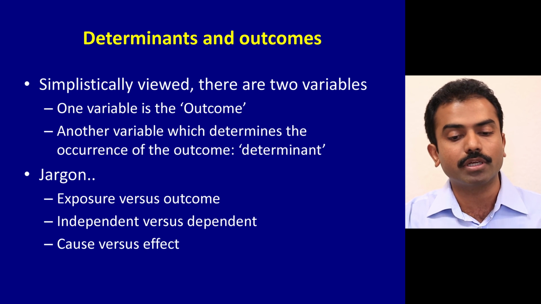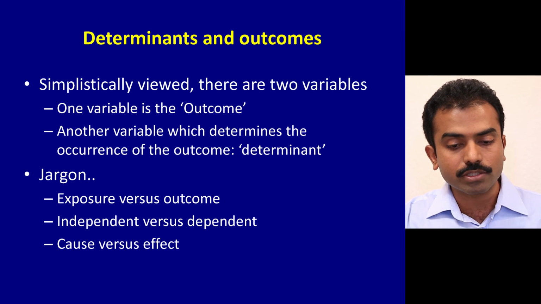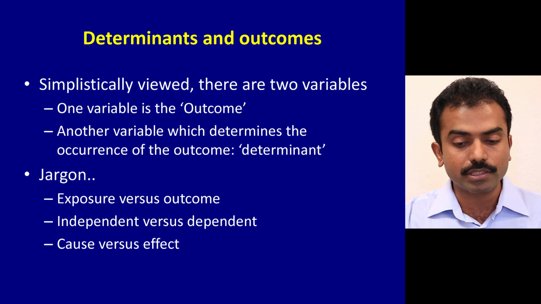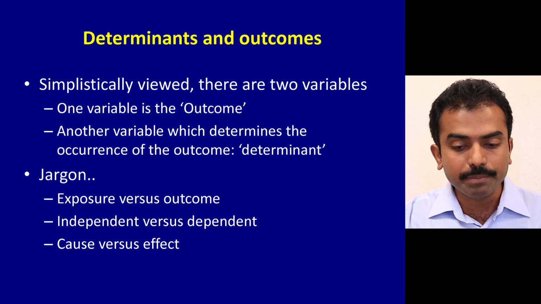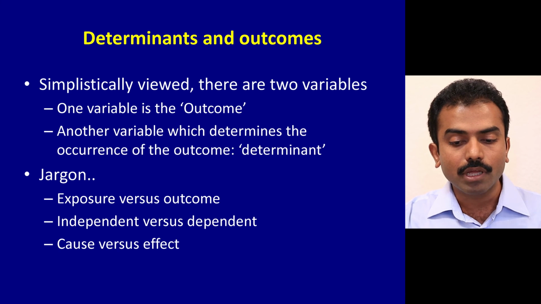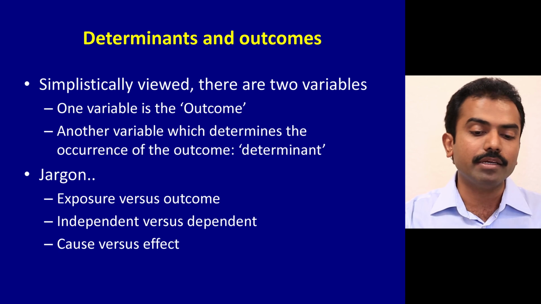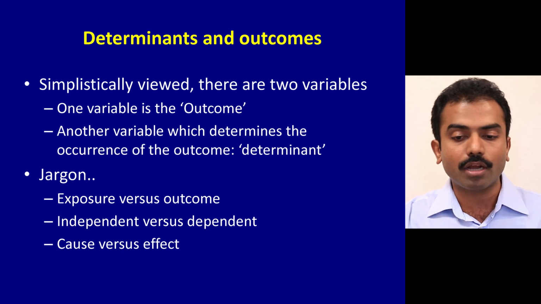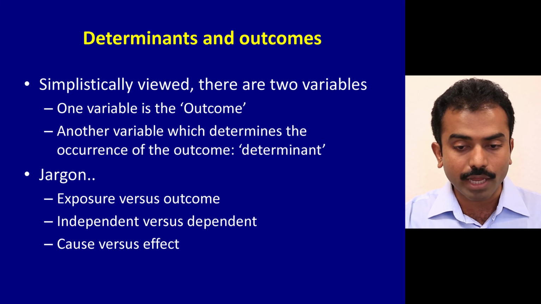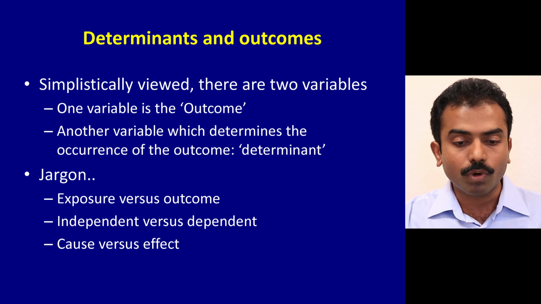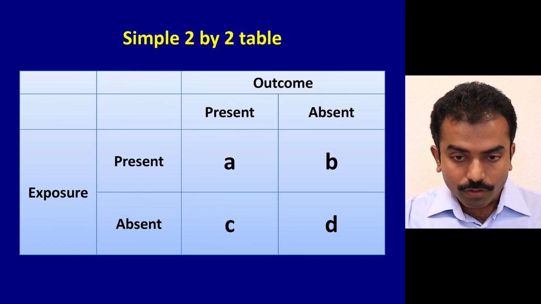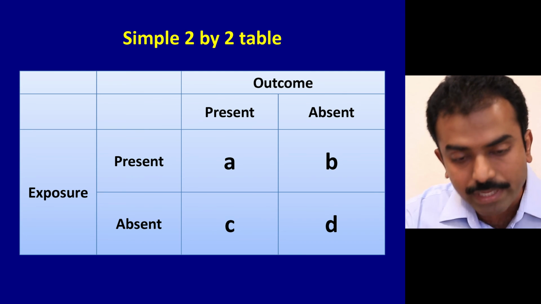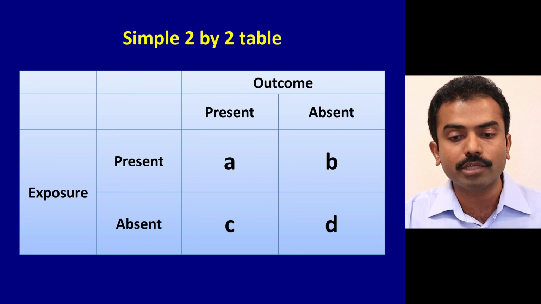The other terms that we use are independent versus dependent, just to mean exposure and outcome. In the field of statistics, these terms are more common. They use dependent variable for outcome, because this is dependent on some other variable, which is called the independent variable. So, cause versus effect. We are going to use these terms very often, exposure and outcome, in all our discussions, and I would like you to be very clear about what these mean. And often in epidemiology we are obsessed with a simple 2x2 table.